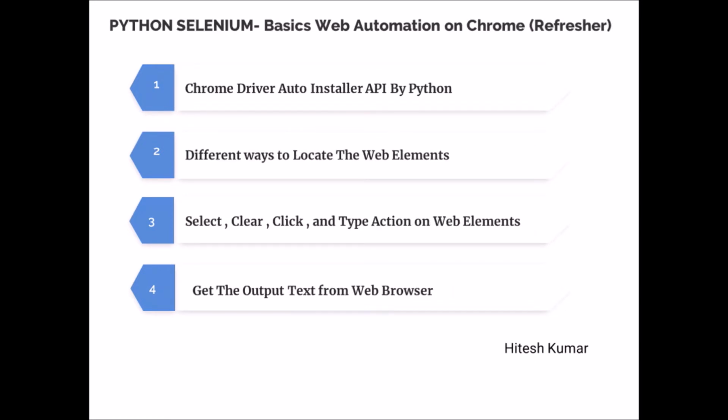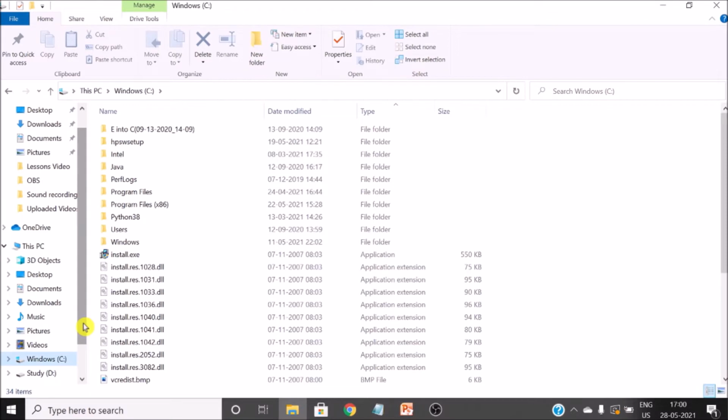So first of all, we have to install Selenium and the Chrome driver auto installer API in our Python folder. For that, let's go to the C drive where our Python is installed. So here is my Python installed. I will open this folder.